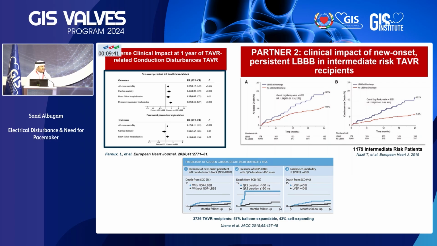Reports show that left bundle branch block is associated with increased all-cause mortality, hospitalization, and poor LV function. An analysis of the PARTNER 3 trial in intermediate-risk patients showed that patients who developed left bundle branch block were at higher risk of future cardiac events and sudden cardiac death. So we have to be very careful in looking for this complication and trying to avoid it if we are going to extend this to younger, low-risk patients.